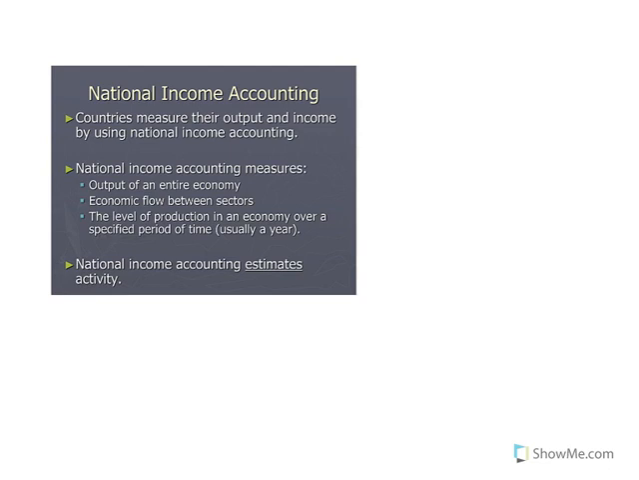Now, national income accounting will measure the output of the entire economy. It's going to be able to track the flow between the different sectors within the economy. So again, thinking back to the circular flow diagram that we covered in Chapter 4, we were able to see how all of the resources, output and income were flowing between the households, the government and the businesses.